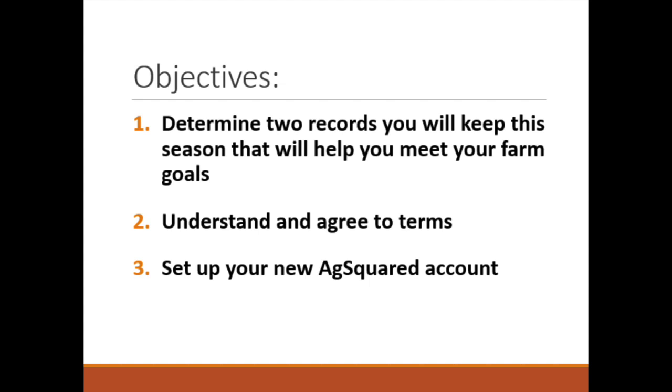These are the objectives. We are hoping that everyone can determine a couple of records. I said 2 just to pick a number that will help you meet your farm goals this season. And I have some terms. So for using the application, we just have a simple agreement that we can fill out together and we'll go over. And then we're going to work on setting up your account. So that's what we're hopefully going to do today.